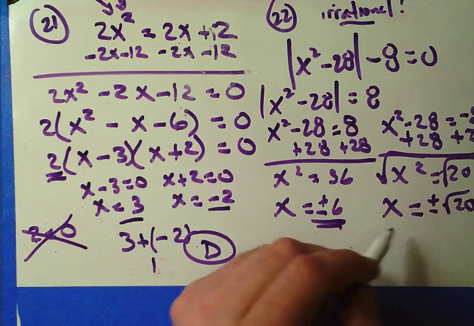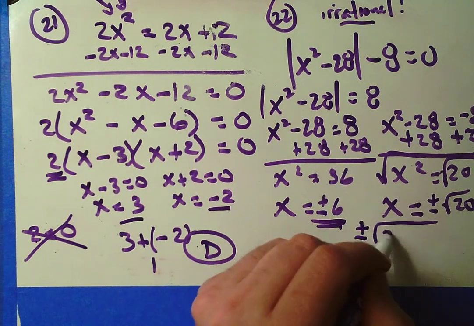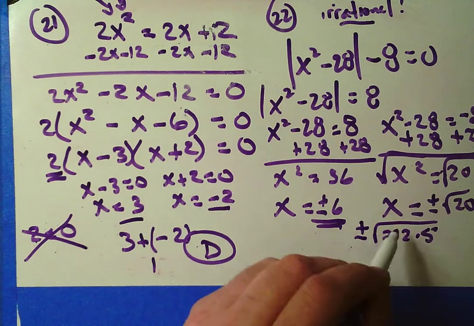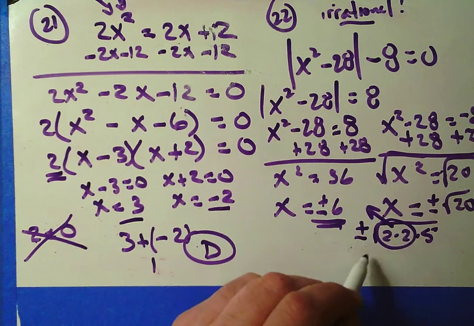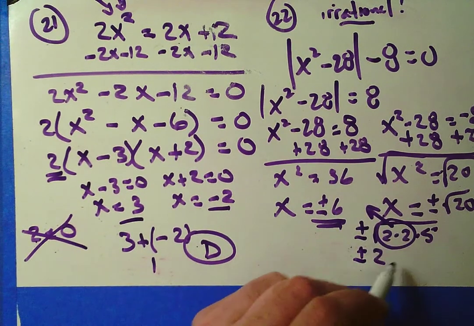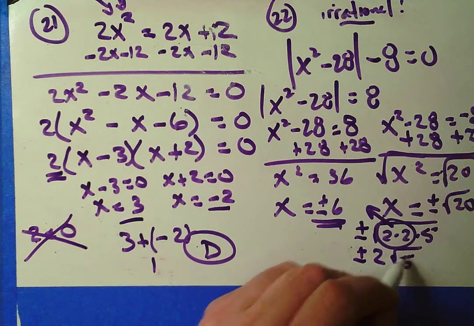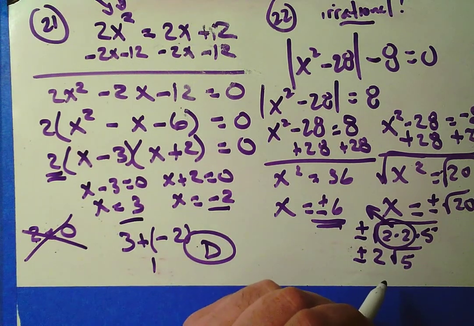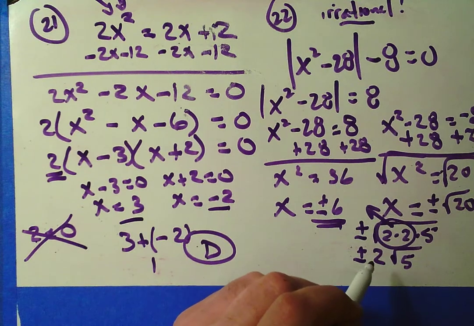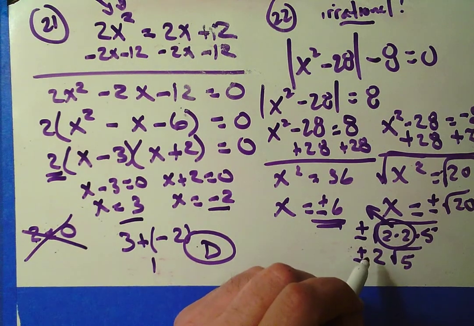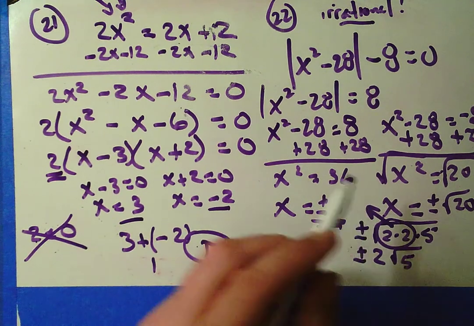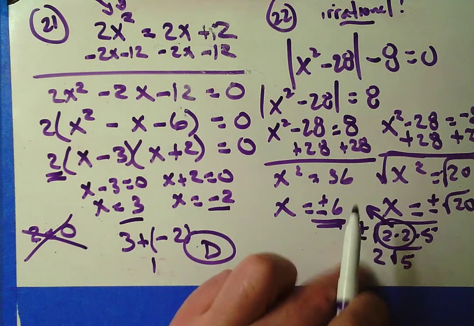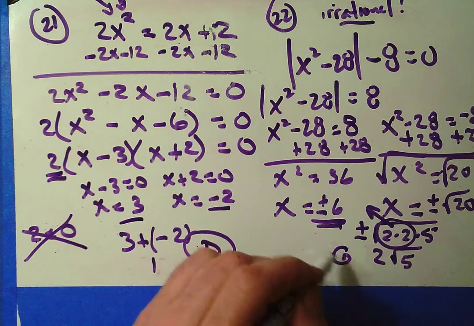I know that 20 is 2 times 2 times 5. Oh, look, a pair of 2's. So I can pull a 2 out and have square root of 5. Plus and minus root 5 are both of the irrationals, and our question says which of the following is an irrational solution, and choice G looks like this.